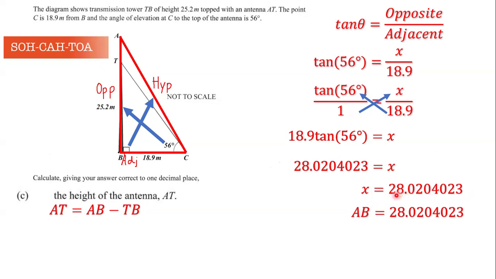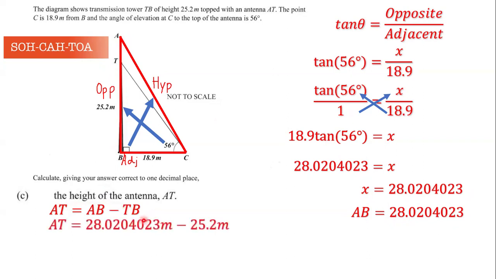So we have x is equal to 28.0204023, and so AB is equal to 28.0204023. Now that we know AB, this whole length, remember our goal is to find AT. This small length right there, that's our goal. We already know the length of the whole thing, which is AB, and we know the length of TB. So all we need to do to figure out what AT is, is subtract TB from AB.